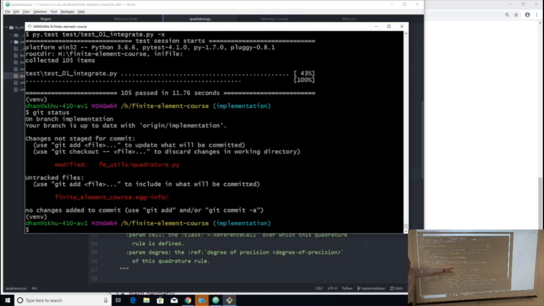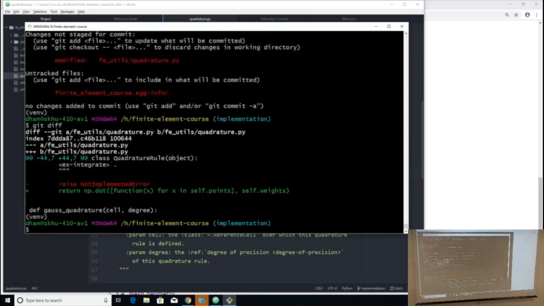So I have changed this file. Well, I knew that, I just saved it. If I type git diff, it'll actually tell me what the difference is. Look at that, it tells me I deleted the line raise not implemented error, and I added the line return this. So that's the change that I want to have in Git.